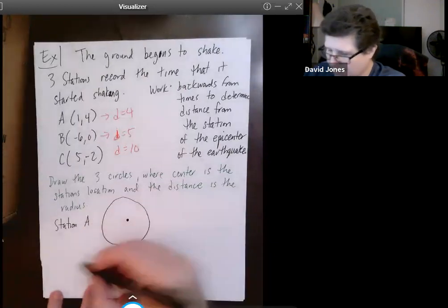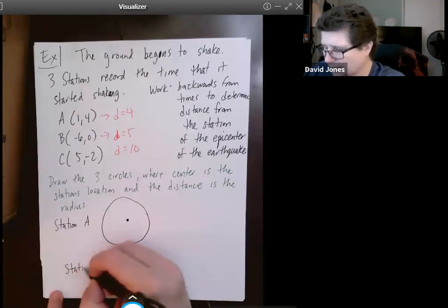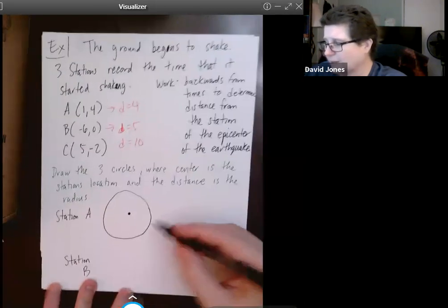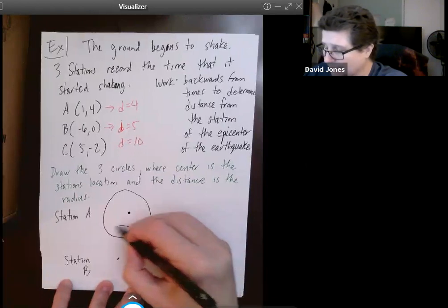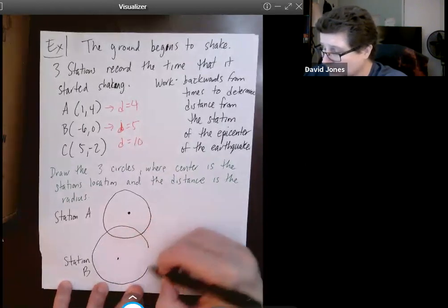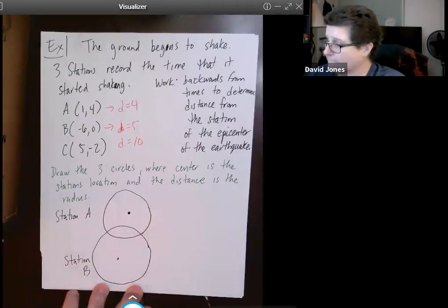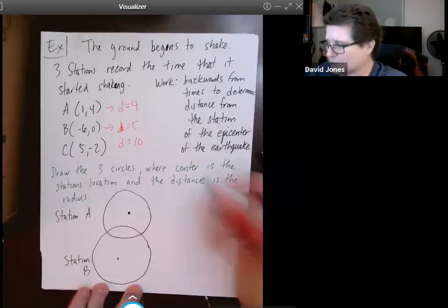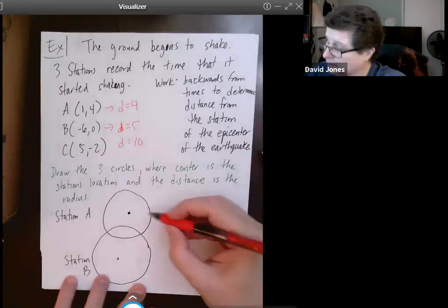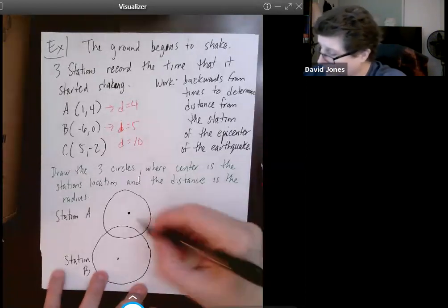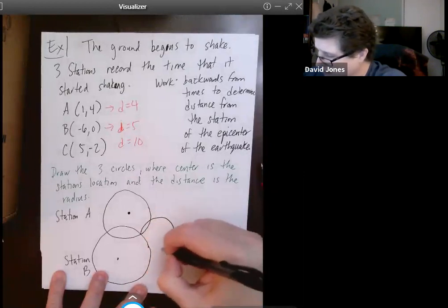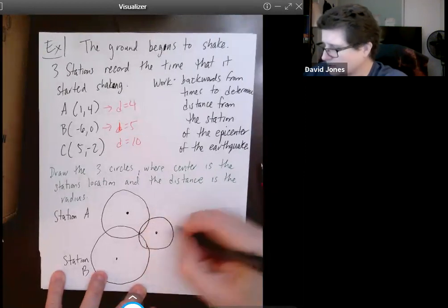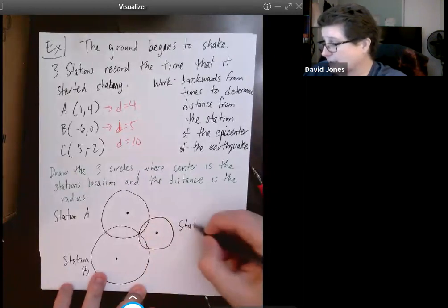My dots are probably not going to match up with what I had above, but let's say station B is here, and it had a bigger radius. And let's say I had a different station. I'm going to say station D because I'm going to have a smaller radius. Let's just do where it goes like this. So let's call that station D.